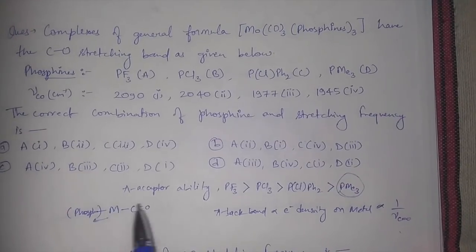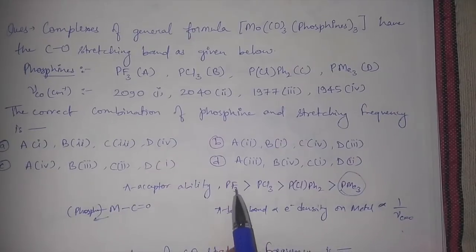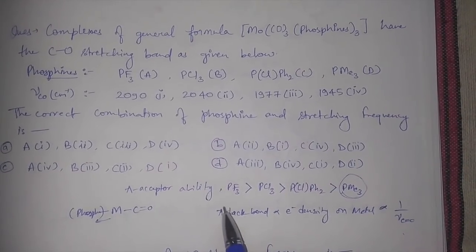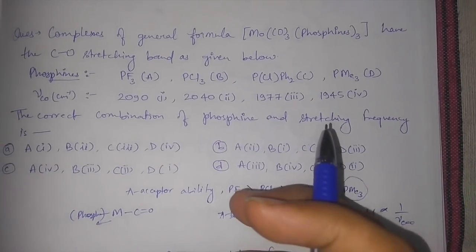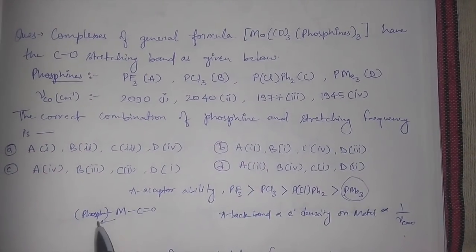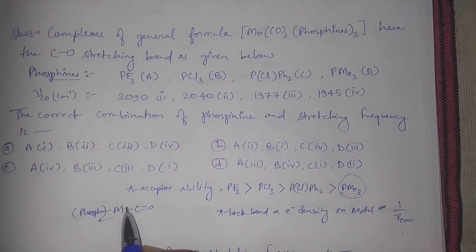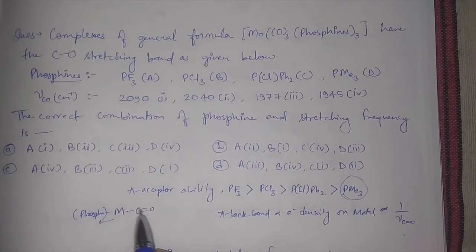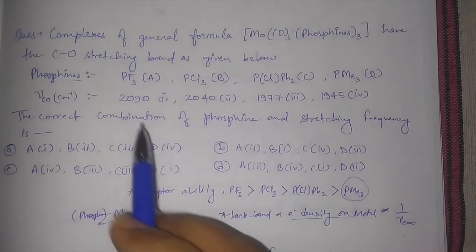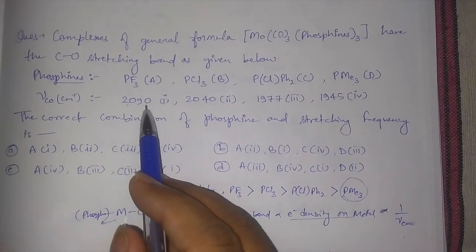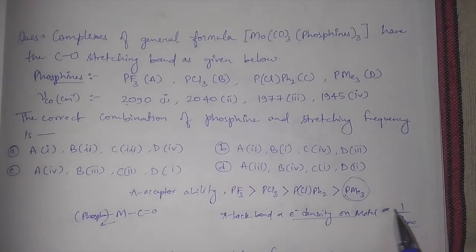So the one which has the highest pi acceptability, let's say PF3, the pi electron density will be least on the metal over here, because it is a highly pi acceptor, meaning it will be abstracting the electrons from the metal and making the metal electron deficient, or I would say less electron density will be there on the metal. Okay, so the electron density on the metal will be less, so the frequency will be higher for this. So for PF3, for A, the frequency will be highest, that is 2090. So like this you have to compare them, the relation, inversely or directly.